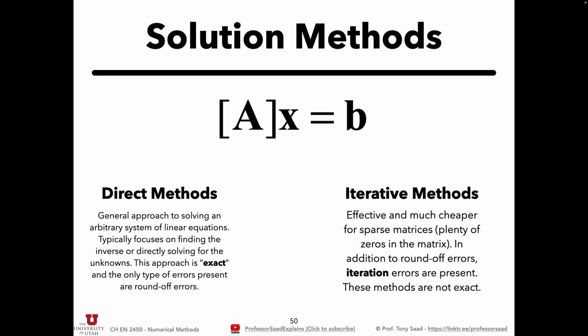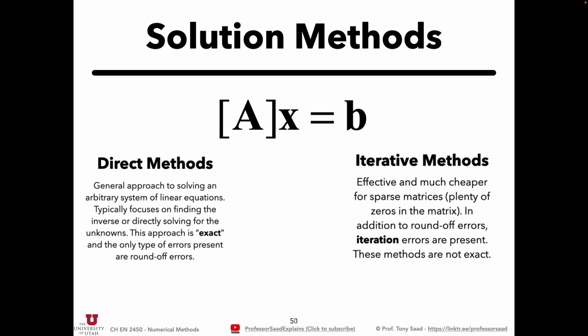What we call iteration error is essentially that we will never get to the exact solution with iterative methods. So the error there, we call it iteration error. It's like a truncation error because we're never going to get the exact answer, because we're approximating things. So that's what we call iteration error. Okay? But they also have round-off errors.